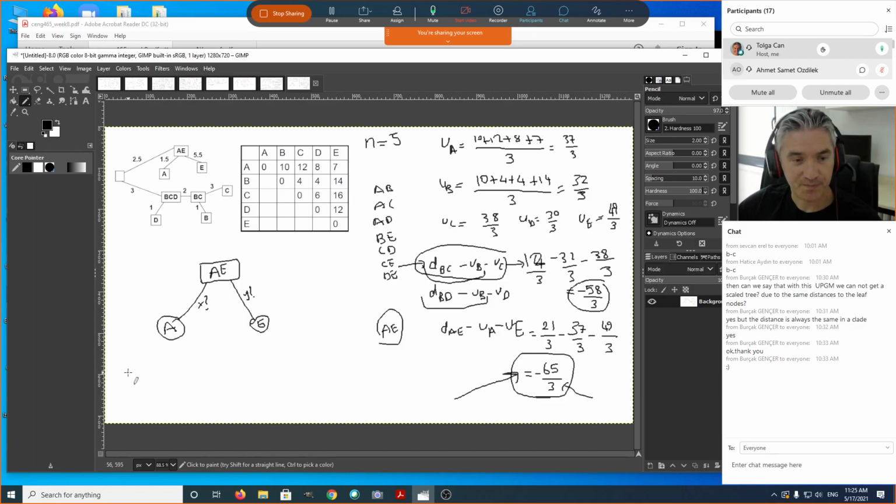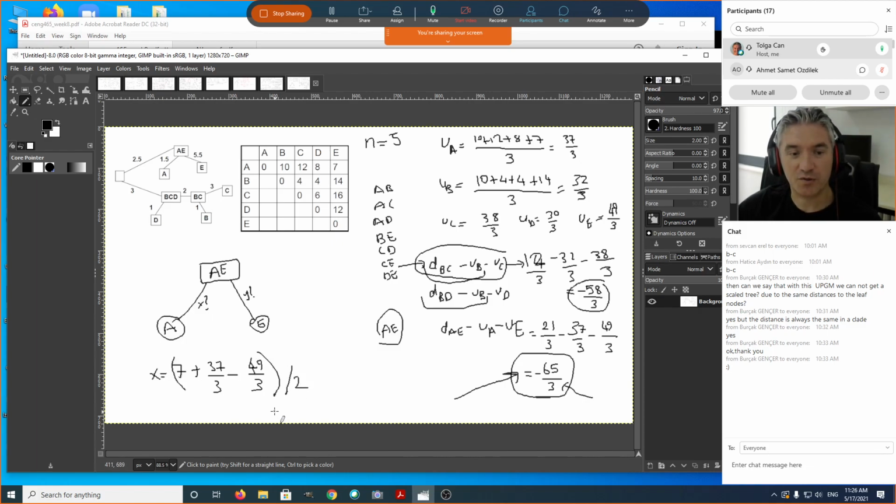In other words, this X is equal to the distance between A and E, which is 7, plus UA, which is 37 divided by 3, minus UE, which is 49 divided by 3, all divided by 2.